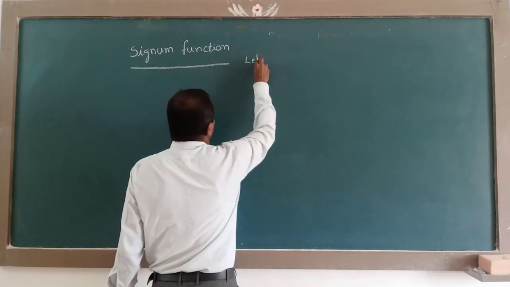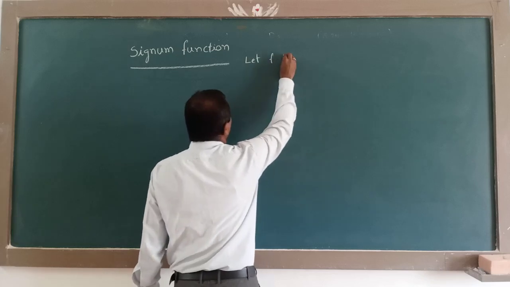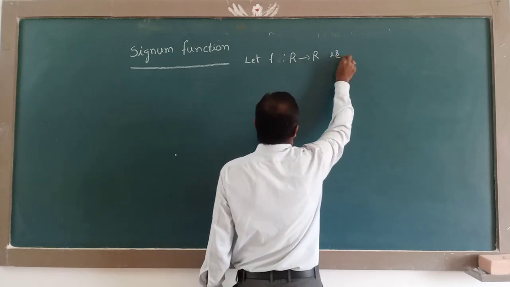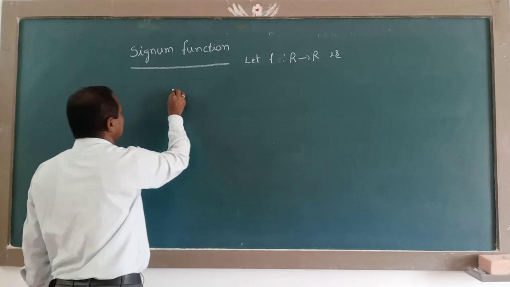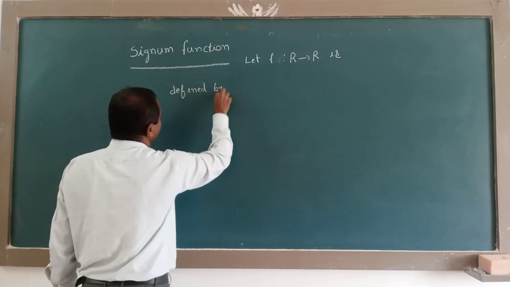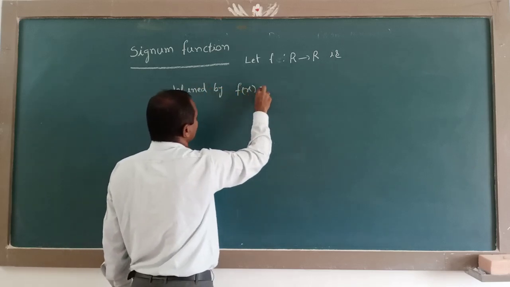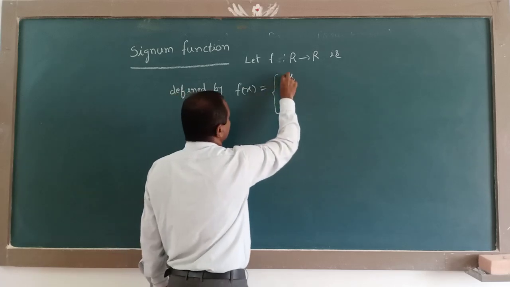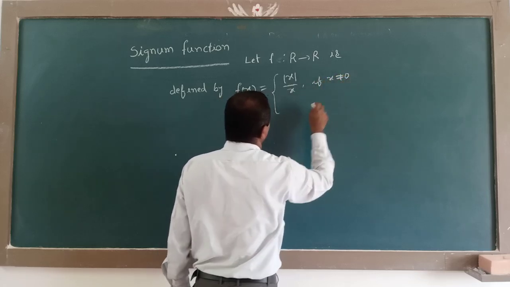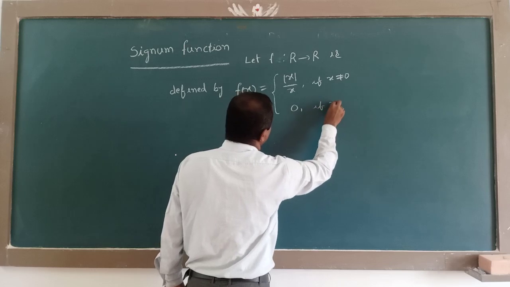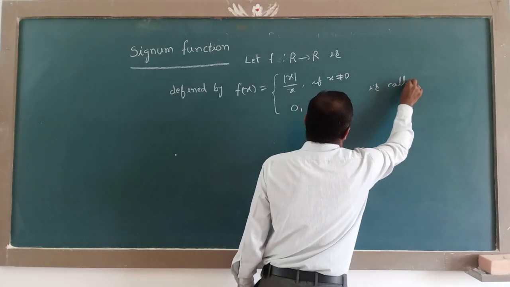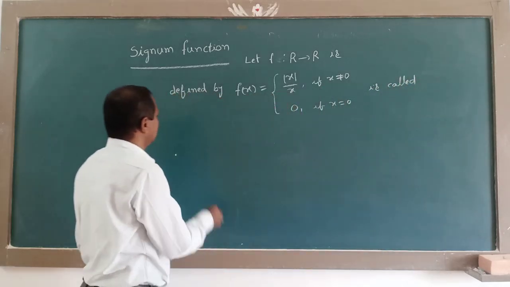Let f map from R to R, defined by f of x is equal to modulus of x divided by x if x is not equal to 0, and 0 if x is equal to 0. This is called the signum function.